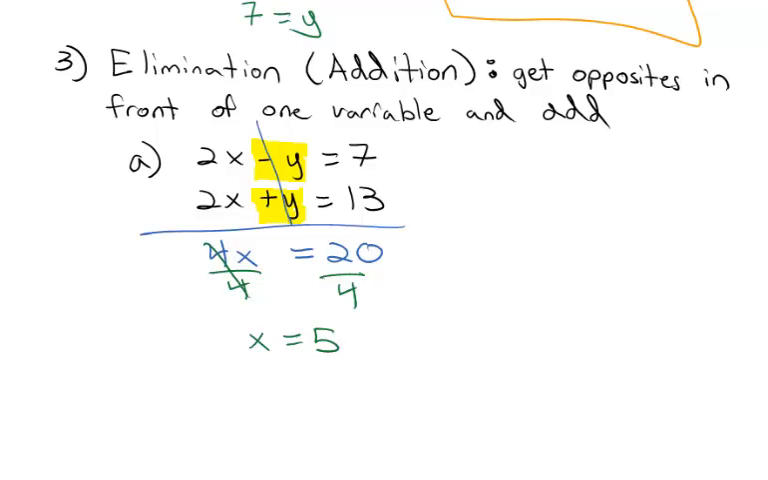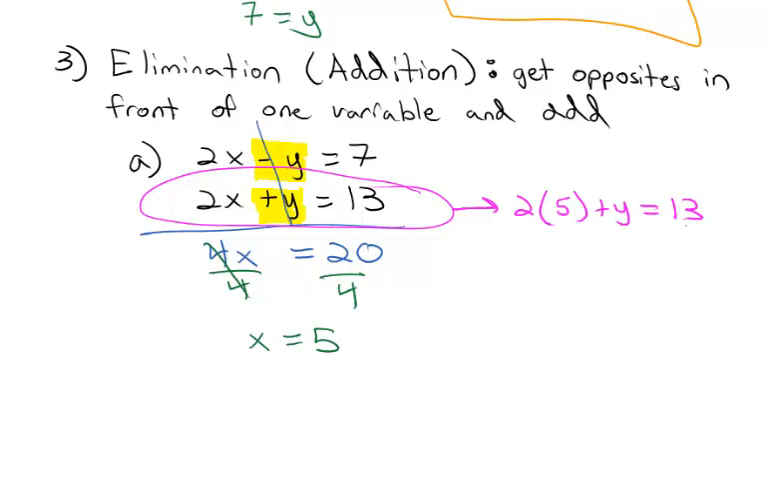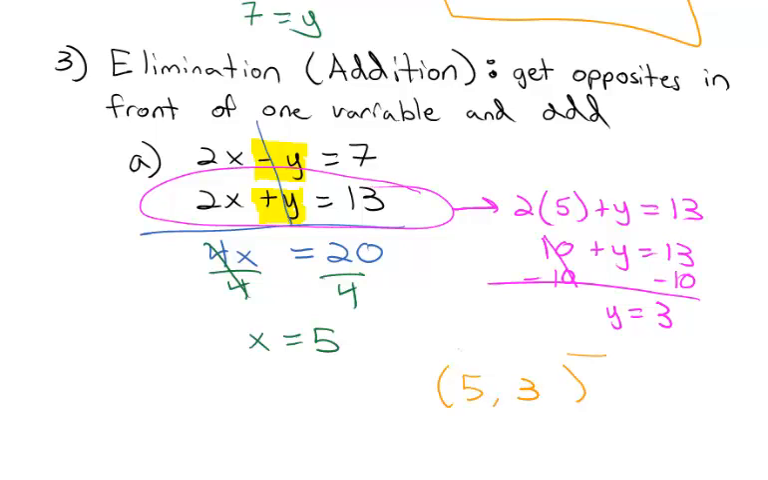To find our y value, we go back to either of the original equations. There's no real better place to go, so I'll just pick the second. Both equations will give us the same answer. 2 times 5, plus y equals 13. Well, 2 times 5 is 10, plus y equals 13. So if I subtract 10 from both sides, we get y equals 3. And so the solution where these two lines intersect, x comma y, is 5 comma 3.